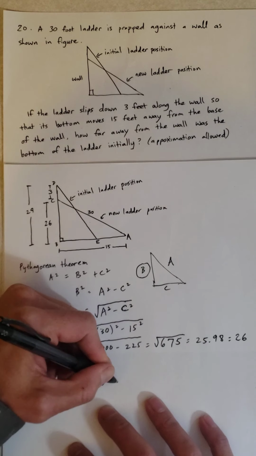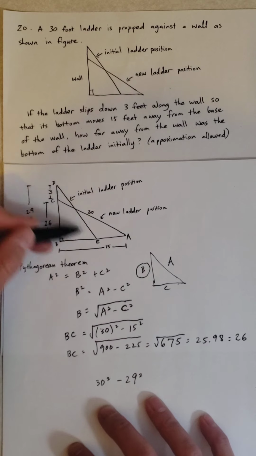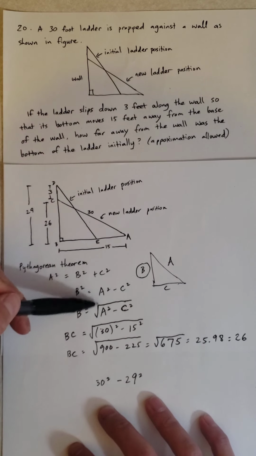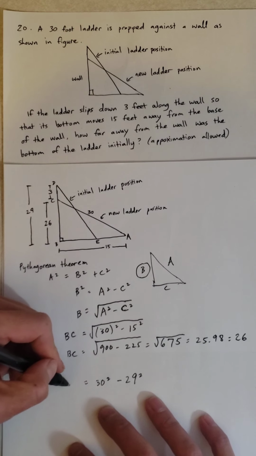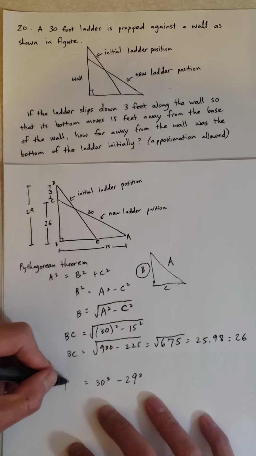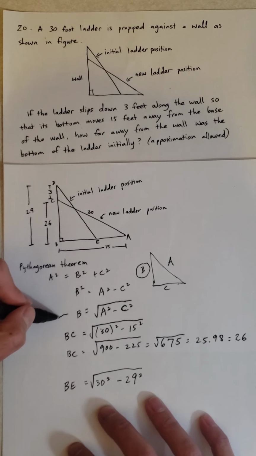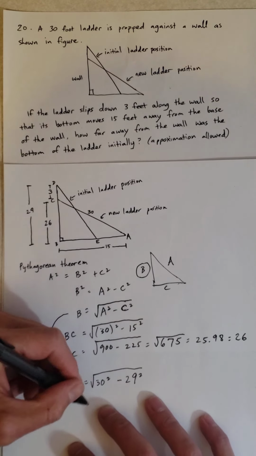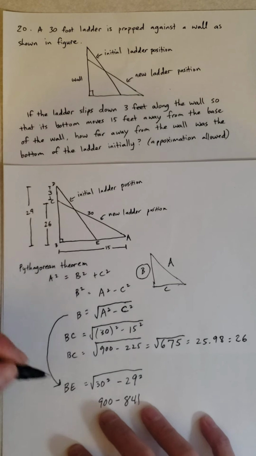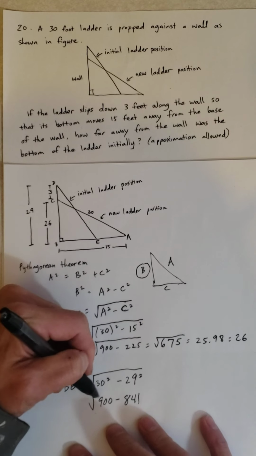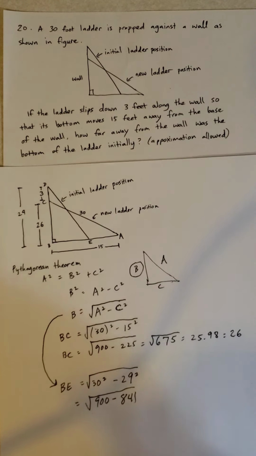Similar idea, 30 squared minus 29 squared, right? This is the longest side, so it's got to be the A part. And we're looking for BE, square rooted. Okay, this is basically that formula there. 900 minus 841, and don't think I can magically know this number. I actually have solved this before. I'm showing you how to do this, okay?